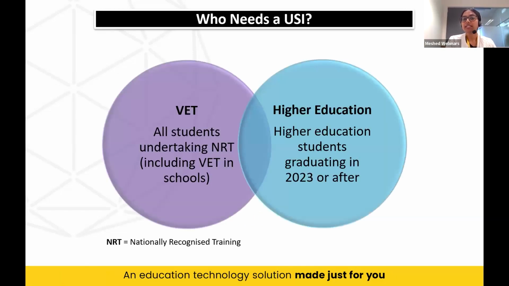So let's understand who needs a USI. Now, having known what USI is and what makes up a USI, who are the people who actually require a USI? So there are 2 categories of students where a USI would be mandatory. One is VET and the other one is higher education. For VET training, any student who is undertaking any NRT or nationally recognized training would require a USI, which also includes any training taken using VET in schools. For the higher education sector, any student who is graduating in 2023 or after would require a USI in order to get their graduation certificates.